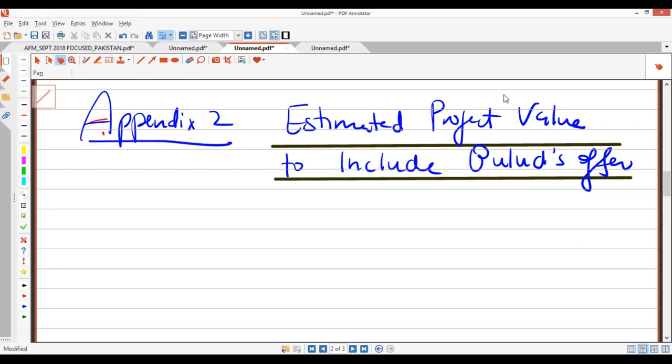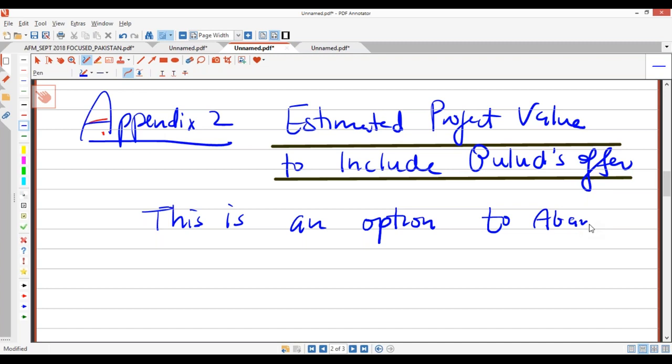Okay, I think I've answered the tax treatment on royalty just now. Estimated project value to include Balut's offer. Now, this is just a quick way. This is an option to abandon. Therefore, we'll be using a put option. You still have to use put-call parity theory, but to do that, you need to find the call first. Call option is still needed.